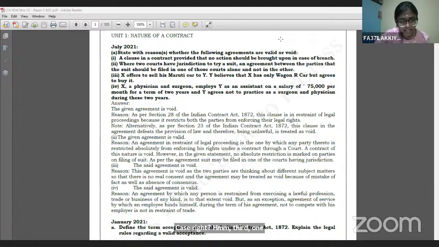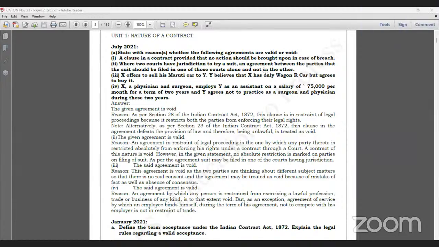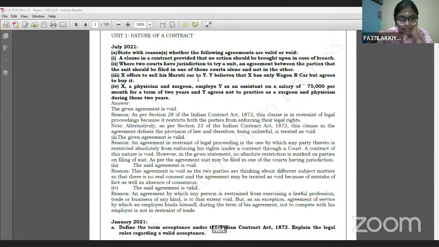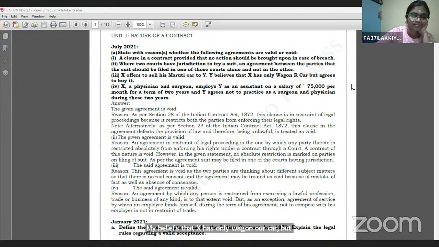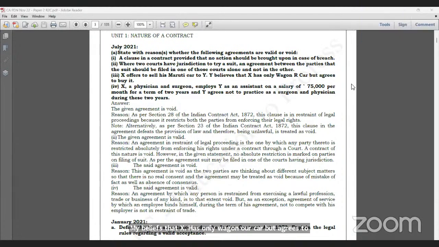Y believes that X has only Wagoner car, but agrees to buy it. X offers to sell his Maruti car. Y believes that X has only Wagoner car, but agrees to buy it. Shall I read the answer, sir? No, read the answer. See, when X agrees to sell his Maruti car, he might be having 2-3 cars, right? Y thought that he has only Wagoner car. This is a mistake. Go ahead.